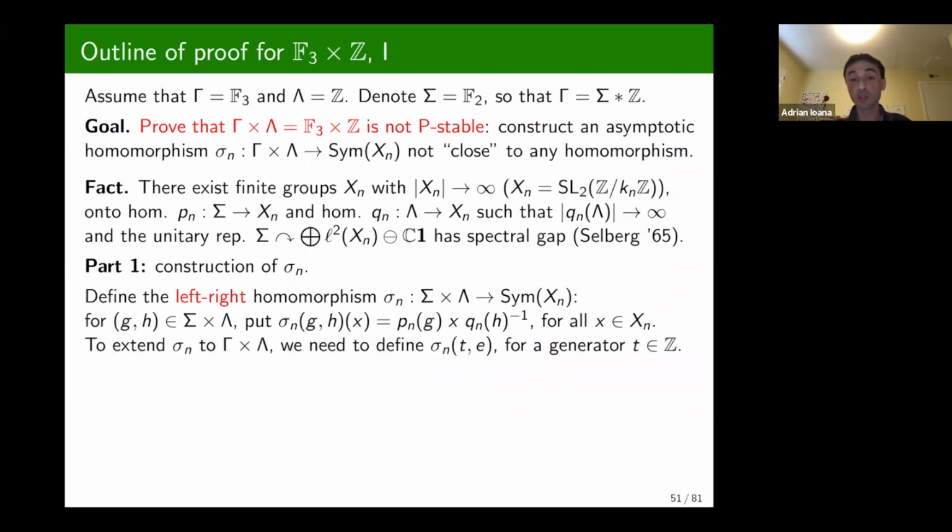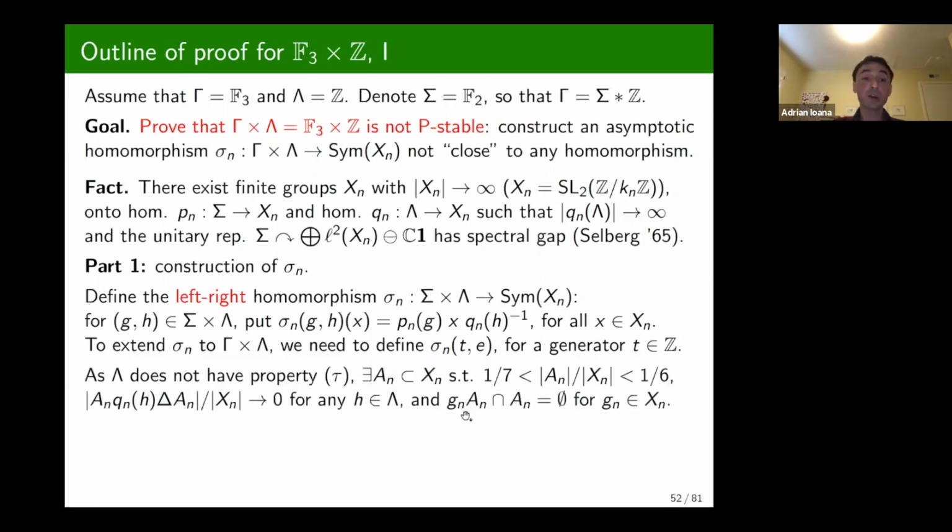So now I want to extend this to gamma times lambda. And to do this, I only need to define sigma_n on the extra generator that I have in the picture. So I have to define it at (t, identity), where t is a generator of the integers. Because again, gamma is sigma free product with the integers. So this is the missing piece. In order to check that sigma_n is an asymptotic homomorphism, I will need sigma_n of (t, identity) to asymptotically commute with lambda. Because in the free product of F3 with the integers, this is the only relation that you need to check asymptotically: that everything in F3 asymptotically commutes with everything in the integers.